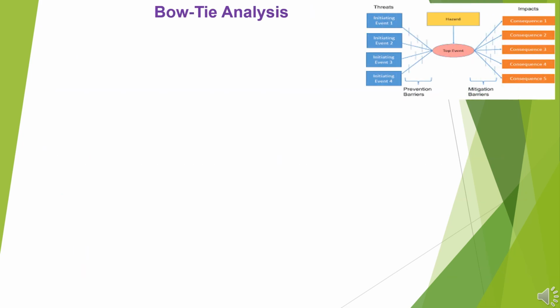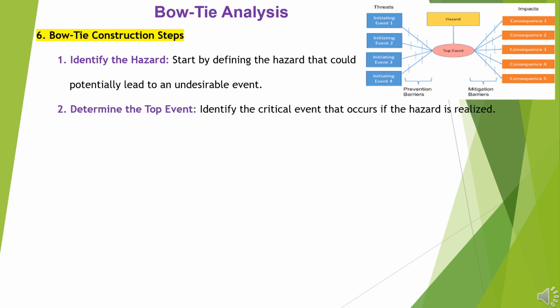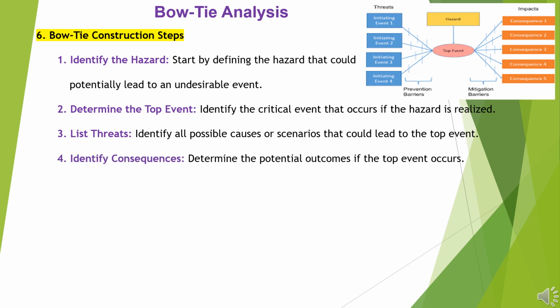6. BowTie construction steps. 1. Identify the hazard. Start by defining the hazard that could potentially lead to an undesirable event. 2. Determine the top event. Identify the critical event that occurs if the hazard is realized. 3. List threats. Identify all possible causes or scenarios that could lead to the top event. 4. Identify consequences. Determine the potential outcomes if the top event occurs.